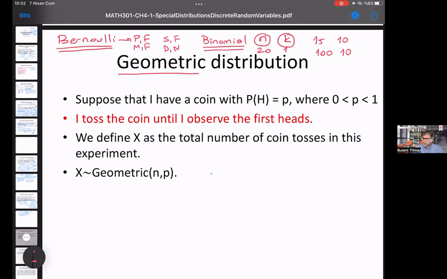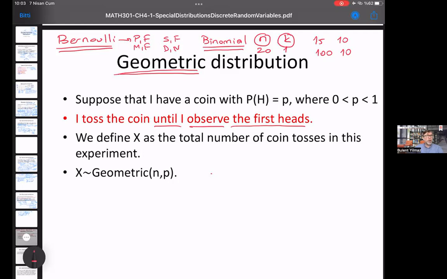But now in geometric distribution, I will have observations until the first heads. So I'm tossing a coin, tails, tossing a coin, tails, tossing a coin, heads. How many tosses did I have? 3 tosses. So this number 3 will be the random variable for my geometric distribution. I toss the coin until I observe the first head.